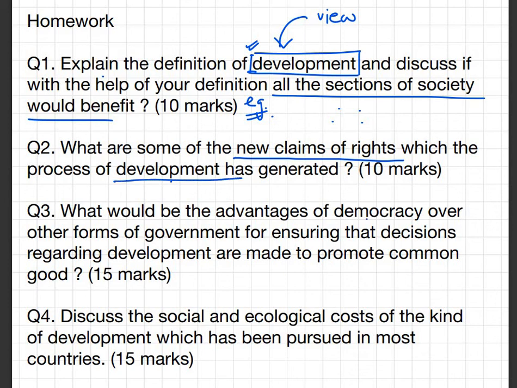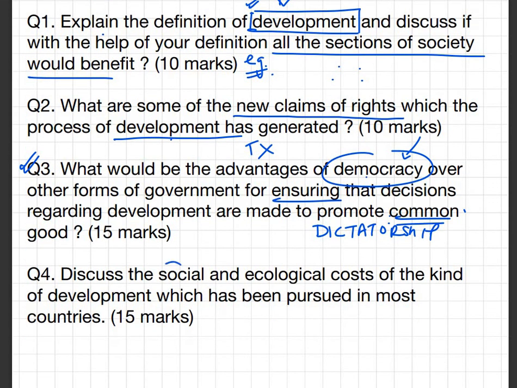What would be the advantage of democracy over other forms of government for ensuring that decisions regarding development are made to promote common good? Very easy question. Now here you have to explain how in dictatorship people are not involved in the decision making process, and how in democracy people, local level bodies are involved in the process of decision making. How the top down approach is used in most of the nations, and how in pure democracy the top down approach is eradicated, and in democracy how a decision is taken so that everybody benefits from that decision.